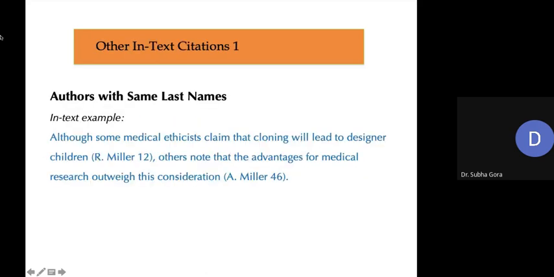What if we have authors with the same last name? If you observe, here we have an author, Miller, but then it's the same last name. So what do you do? If you have the same last name, include the first initial in your reference. R. Miller, A. Miller. Did you observe that? Okay.